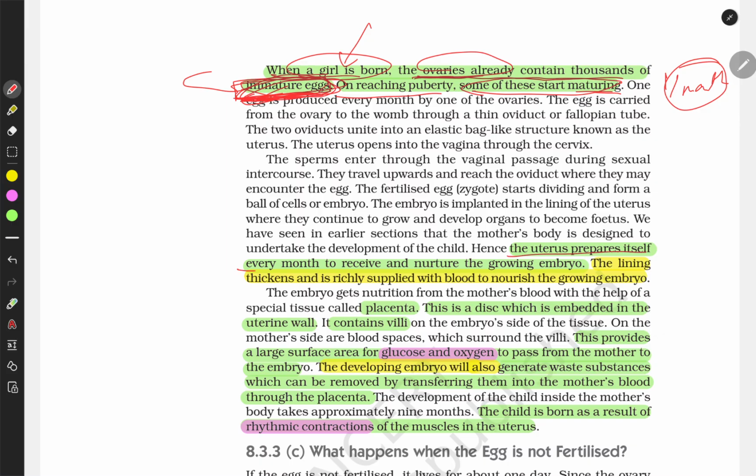The uterus prepares itself every month to receive and nurture the growing embryo. The lining thickens, and it is richly supplied with blood to nourish the growing embryo.